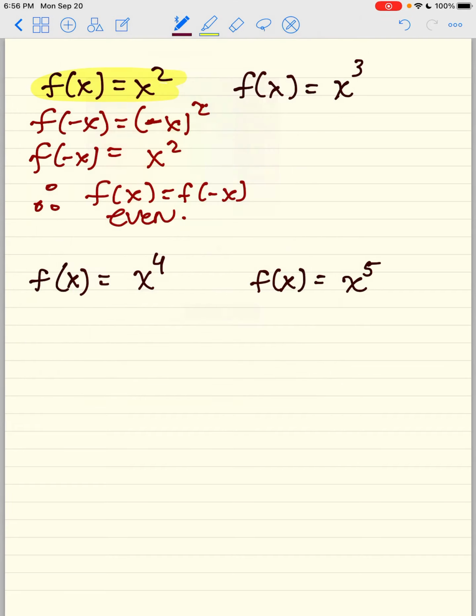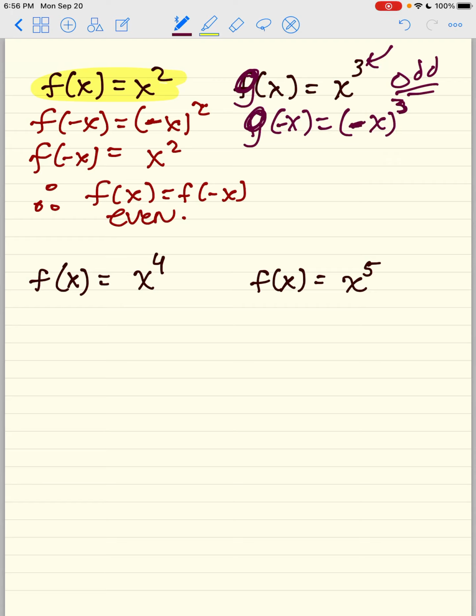Let's pick a different color. Same exact thing. Let's show this is odd. We know this is odd because that's an odd exponent. I don't know why I put f, I'm going to put g here. g of x is equal to, pardon me, you're going to put negative x to the third power. What's negative to the third power? That's negative x to the third.